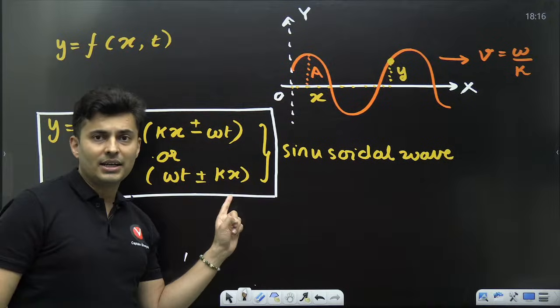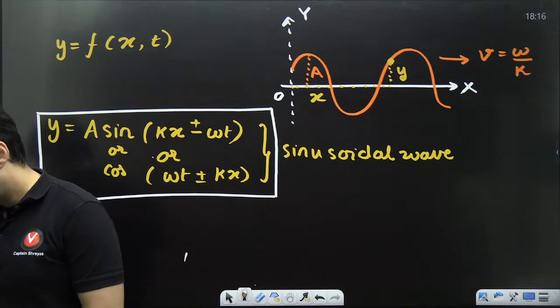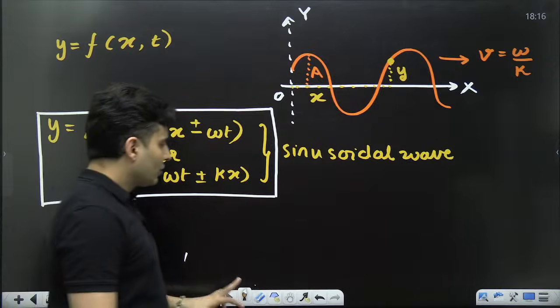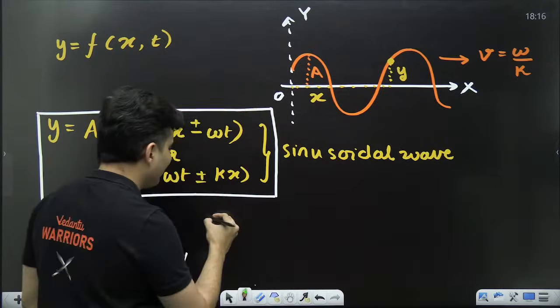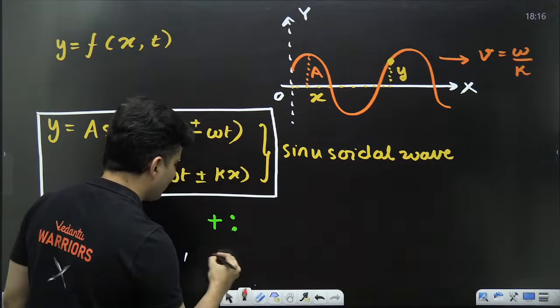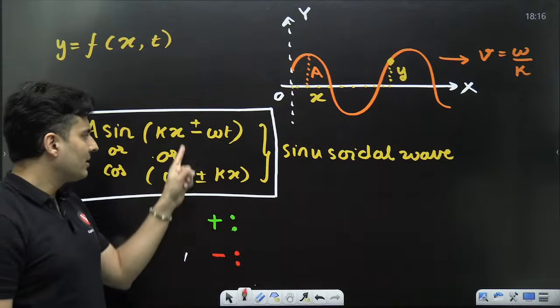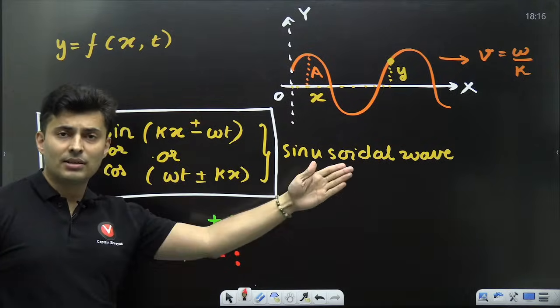Now, how to decide whether it is plus or minus? When it is plus, where is the wave going? And when it is minus, where is the wave going? Doesn't matter which form you use, whether it is plus or minus decides which direction the wave is going.